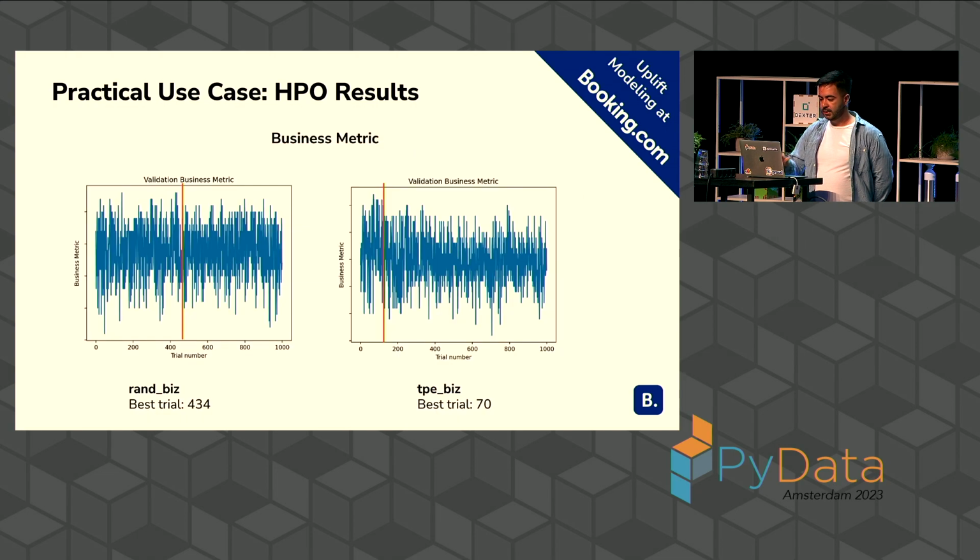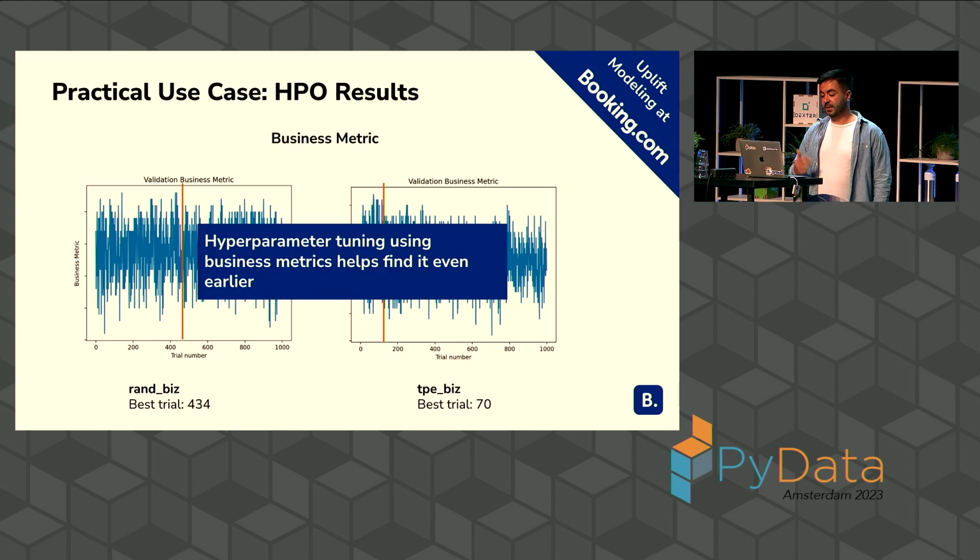What is more interesting is going for the business metric, right? If I go for a random search on the business metric, I find the best model very, very late. And what we typically observe is that once you use Bayesian optimization on the business metric, you can find it much earlier. This is, again, some results for this use case that we have at Booking. So hyperparameter tuning using business metrics helps find the best model much easier, much earlier.